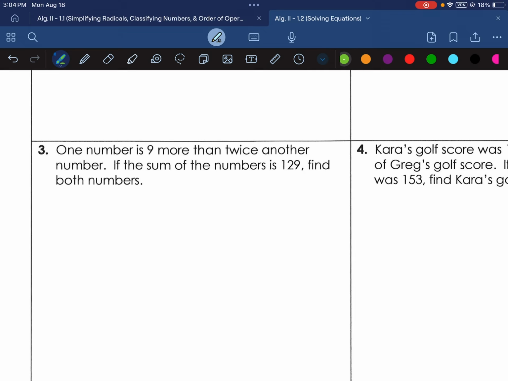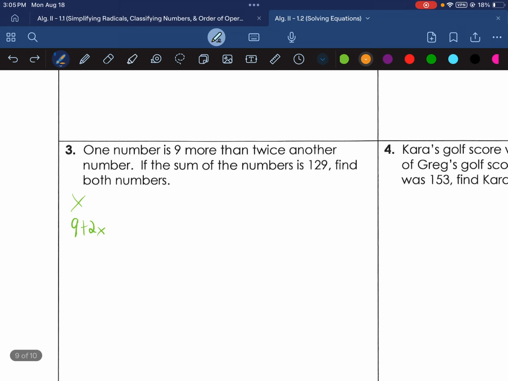Number 3, one number is 9 more than twice another number. If the sum of the numbers is 129, find both numbers. So, one number is 9 more than twice another number. So we're going to call one number x, and the other number is what we're talking about here. The one number it's talking about is 9 more than twice the other one. So 9 plus 2x.